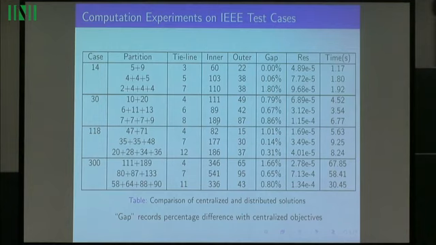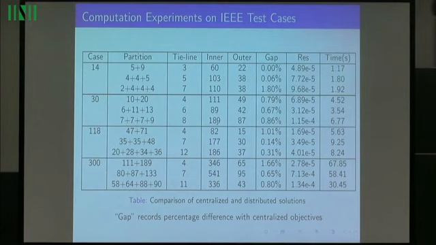So I tested 14 up to 300 bus systems with different numbers of partitions or subsystems. For example, these are two subsystems. One has 5 buses, the other has 9 buses. For example, there are 3 tie lines. So here is the number of total inner iterations, meaning how many iterations the ADMM takes in the process of convergence. And this is the outer level iteration. So this essentially tells you how many times an ADMM is actually solved.